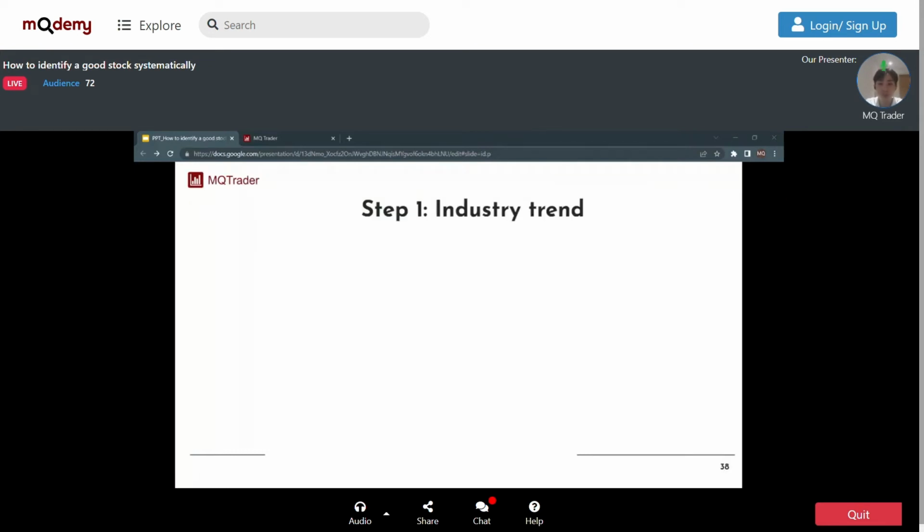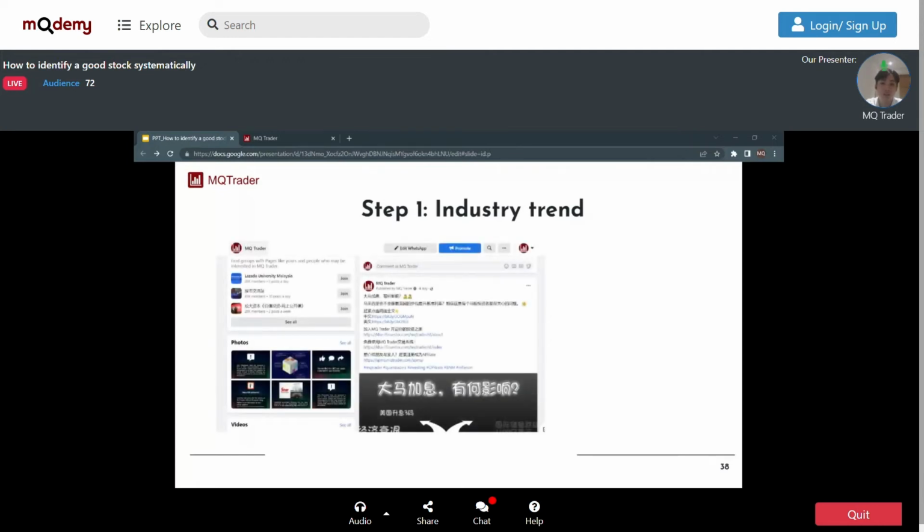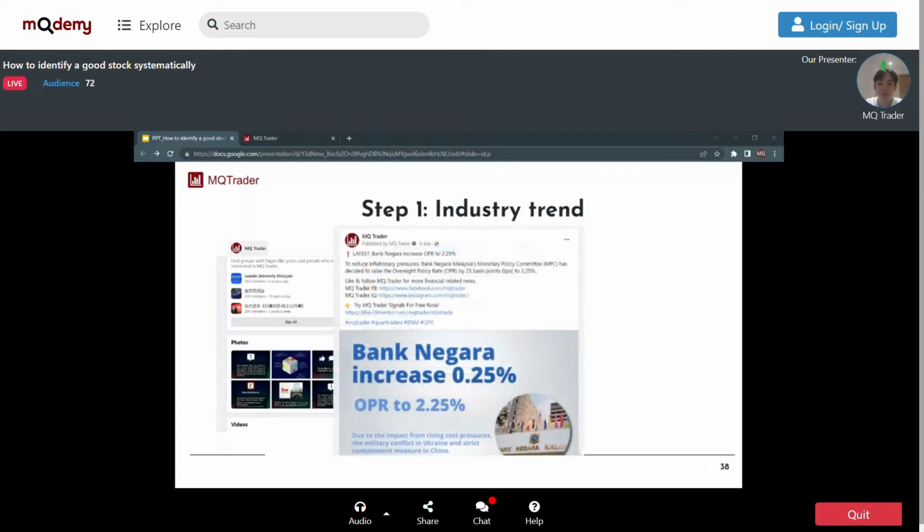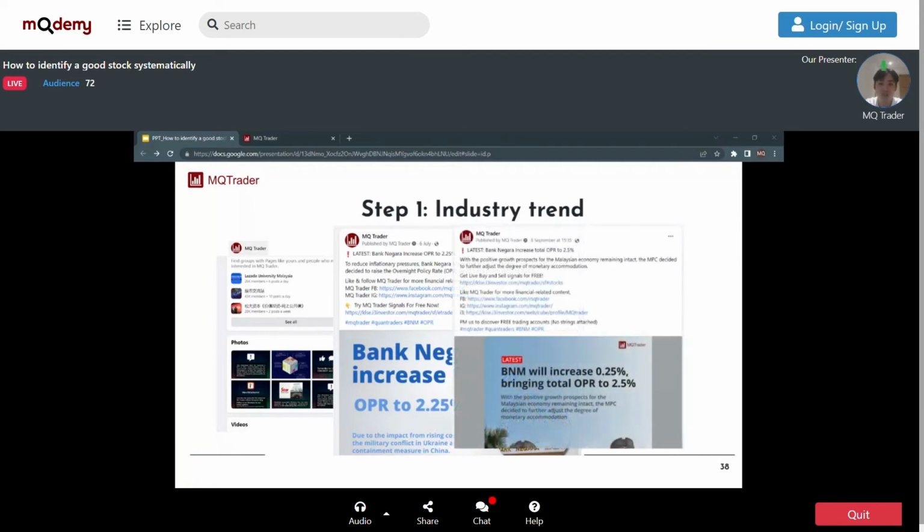As we mentioned before, there are many channels for you to get news regarding the industry trend, and this time we will get our industry news from our own MQTRADERS Facebook, as we have shared news about the banking industry previously. From this news, we can observe that Bank Negara has raised the interest rate, and a rising interest rate is good news for bank stocks. Just one example: if the bank increases the interest rate, all of us need to pay more for our housing loans, which means in the end the bank will be able to earn more.